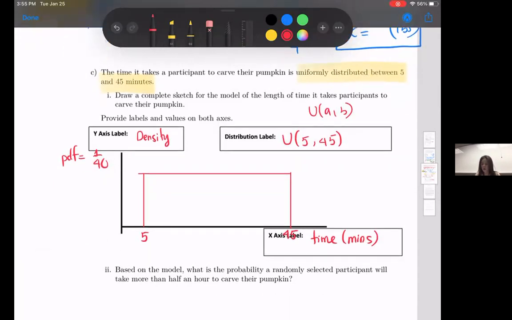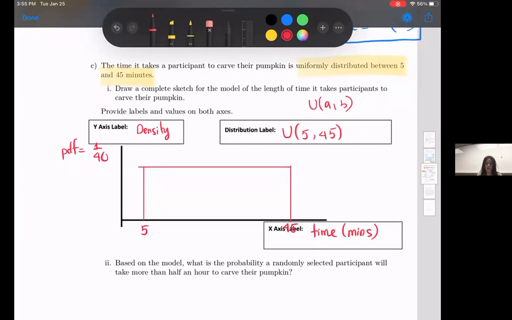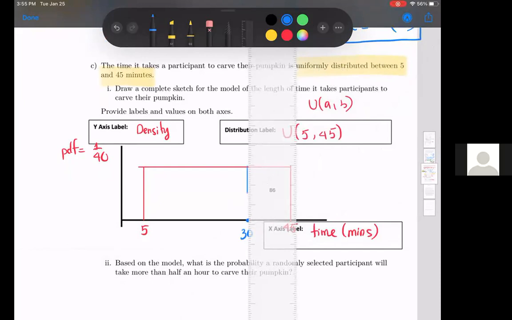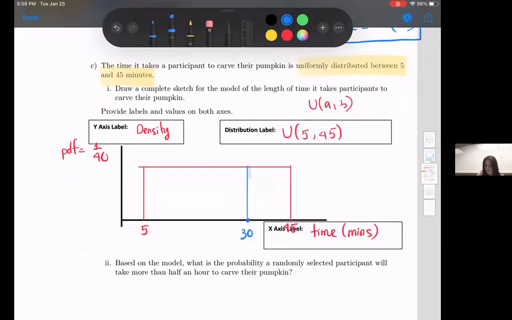Part I, right now, double I. Based on the model, what is the probability a randomly selected participant will take more than half an hour to carve the pumpkin? So half an hour is how many minutes? 30, right? So right here, 30 minutes. Should I shade to the right of 30 or to the left of 30? The right. Good, because more than half an hour. So I want to know what's the area.